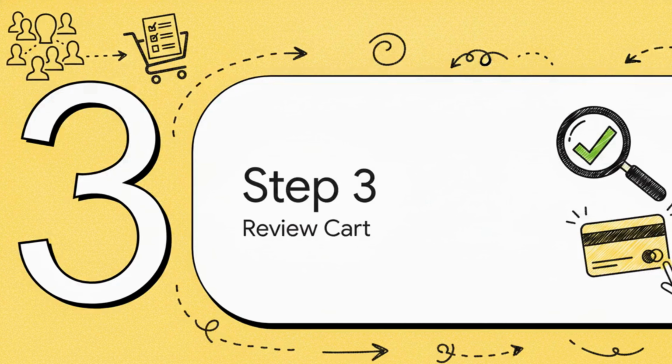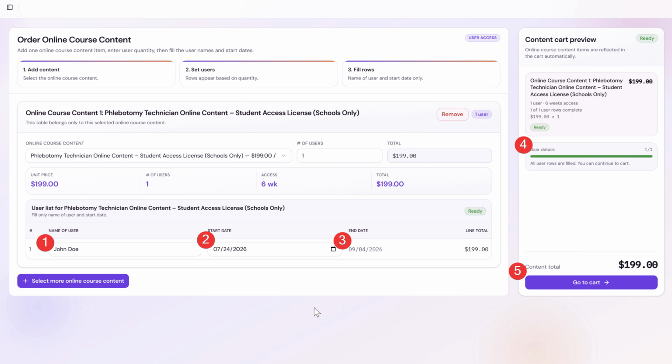Okay, that brings us to step 3, reviewing the cart. Let's glance back over to the right side again. Remember that empty cart? Well, it's now populated with your course details, the user's name, and your pricing. You're looking for this little green badge that says Ready, and you'll want to double-check the progress bar to make sure it says something like 1/1 complete. That just means all your required user rows are good to go. Once you see that green Ready status and you're happy with the total, hit that purple Go to Cart button.